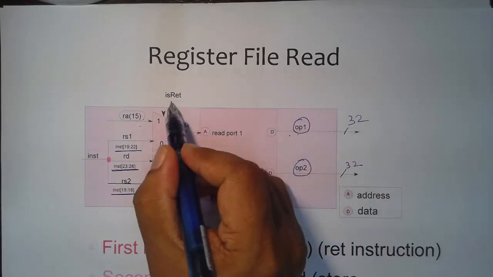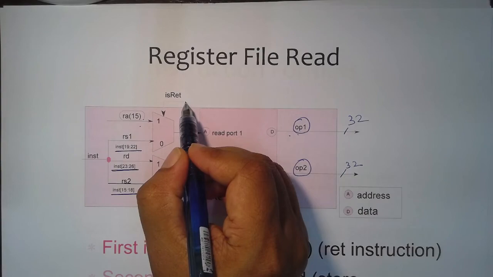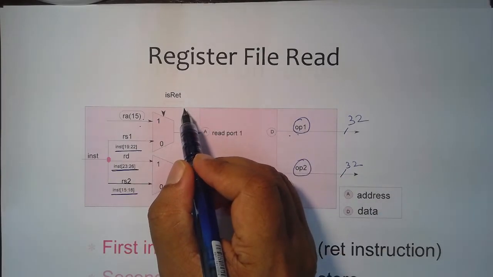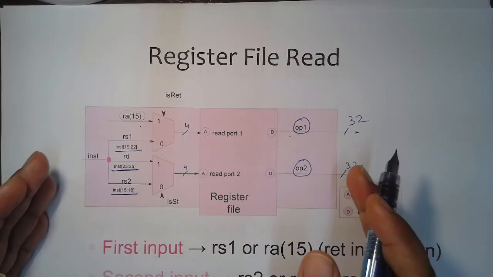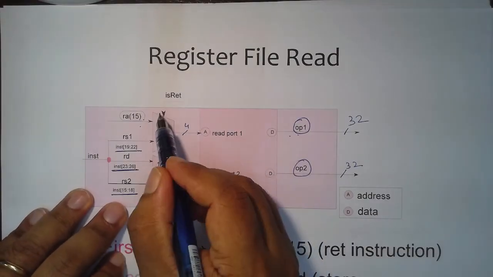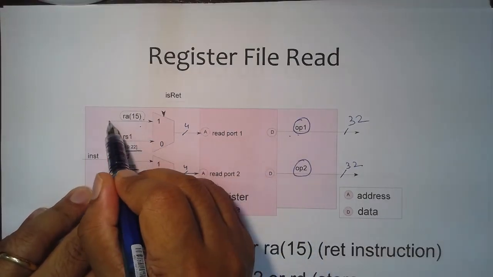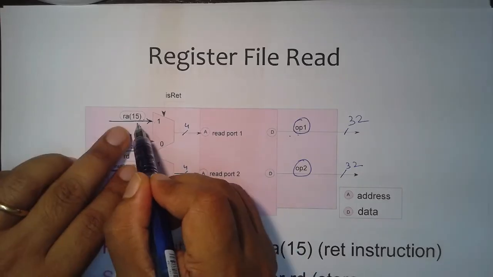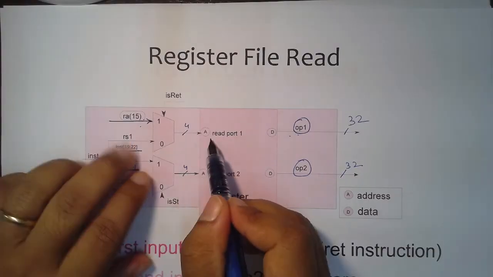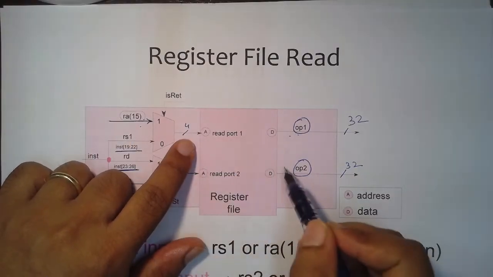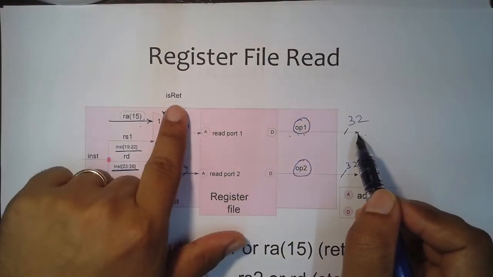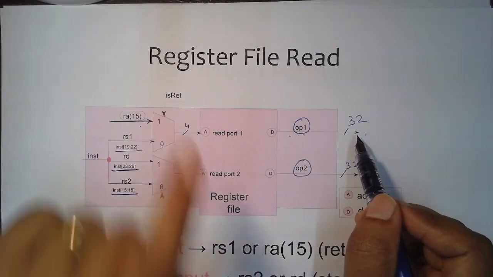So if the instruction is return, the control signal will see if the instruction currently in the operand fetch stage is a return instruction, then we have to select this input, which is by default the address of RA15, and I will read this RA15, and that outcome will come as OP1 if this is a return instruction.